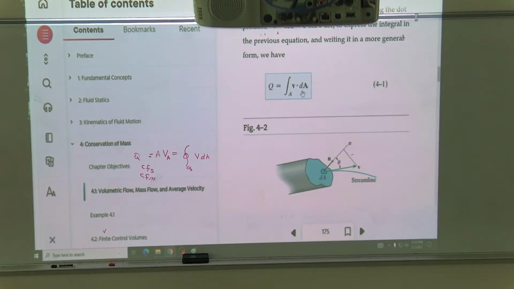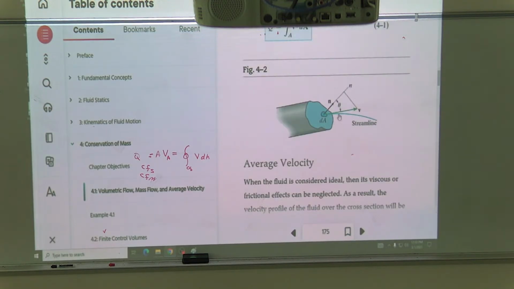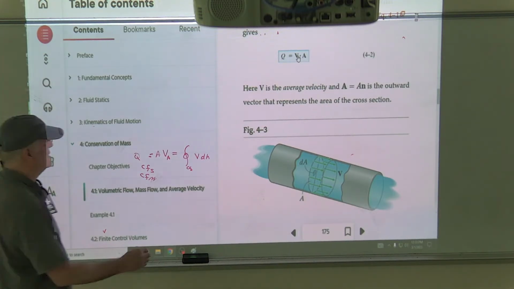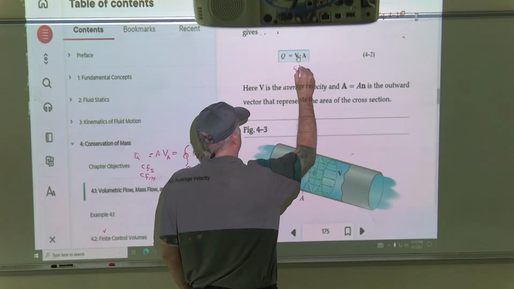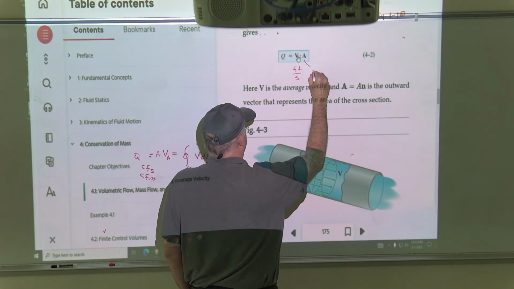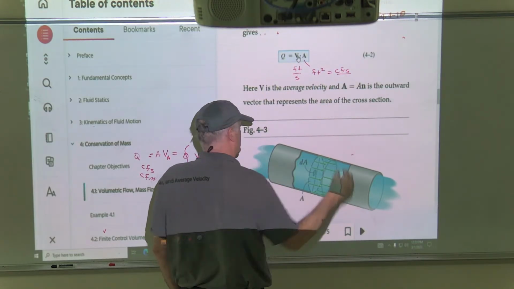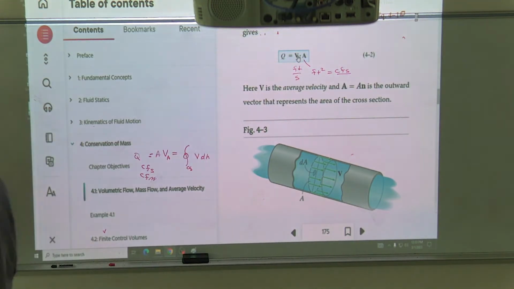He doesn't really say anything new there. He does talk about the normals here. The dA has a normal coming out of it. And the volumetric flow rate is the velocity times the area. So in other words, if you've got feet per second, and this is feet squared, then you get cubic feet per second, and that's used a lot. CFM, or cubic feet per minute, is used maybe more often.